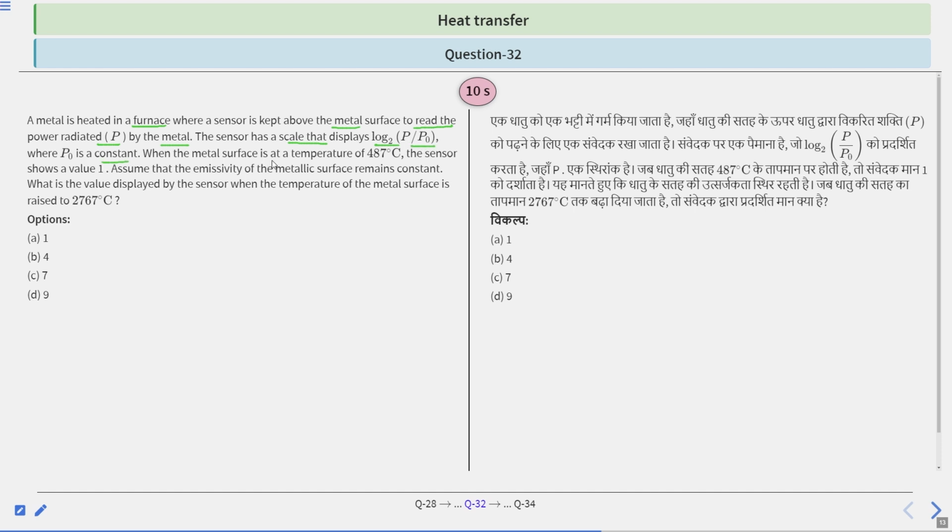When the metal surface is at a temperature of 487 degrees Celsius, the sensor shows a value 1. Assume that the emissivity of the metallic surface remains constant. What is the value displayed by the sensor when the temperature of the metal surface is raised to 2767 degrees Celsius? Given options: option A is 1, option B is 4, option C is 7, and option D is 9. So which option is correct? You have 10 seconds to solve this question. After 10 seconds, we will provide the solution.